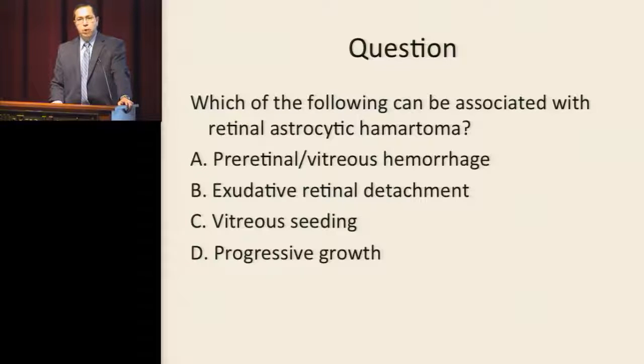And we start with a question. Which of the following can be associated with retinal astrocytic hamartoma? One is pre-retinal or vitreous hemorrhage. 2, exudative retinal detachments. 3, vitreous seeding. 4, progressive growth.